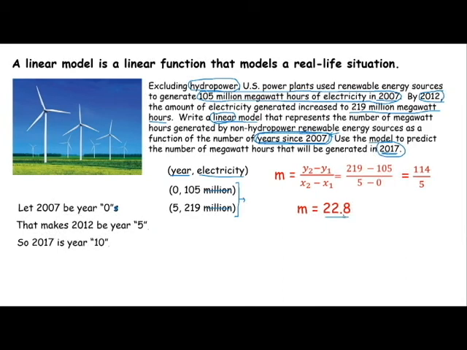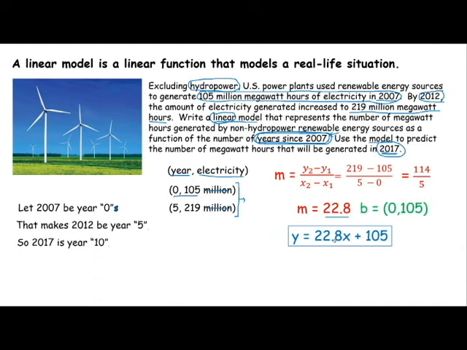Now, ordinarily, I do not like to use decimals, but because our numbers are so large here, it's unlikely that I'm going to be graphing this, so I go ahead and I turn it into a decimal. If you wanted to make this 22 and 4/5, you certainly could, or if you wanted to leave it in rise over run form, you could leave it as 114 over 5. Notice that we were given our y-intercept, 0, 105, which means that we can now write our function.